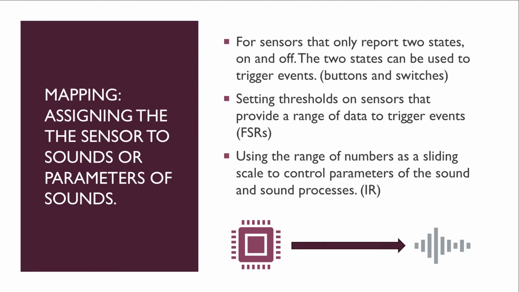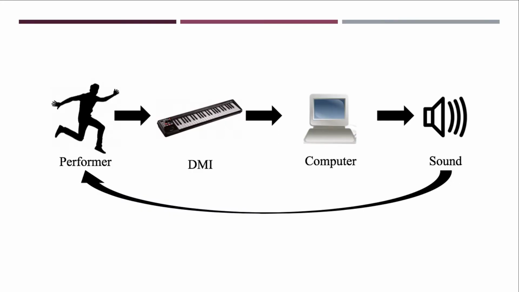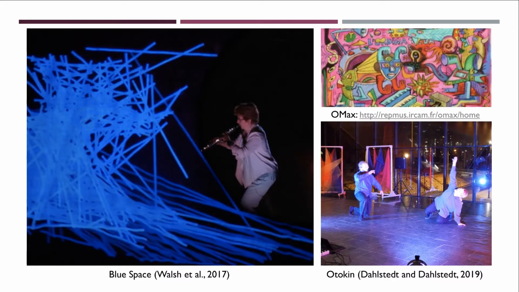Mapping is when a person assigns the sensor data from a DMI to trigger sounds or to control the parameters of sounds. And when choosing your mappings, it's important to keep in mind that you're building the foundation of this feedback loop for the performer. In an interactive system, the performer's gestures are tracked by the sensors in the DMI. It makes sound, and then the performer reacts to the sound. So you don't want to make the mappings too complex, so that the performer can understand how their gestures relate to the sound. Interactive visuals, dance, and improvisation are also very common.